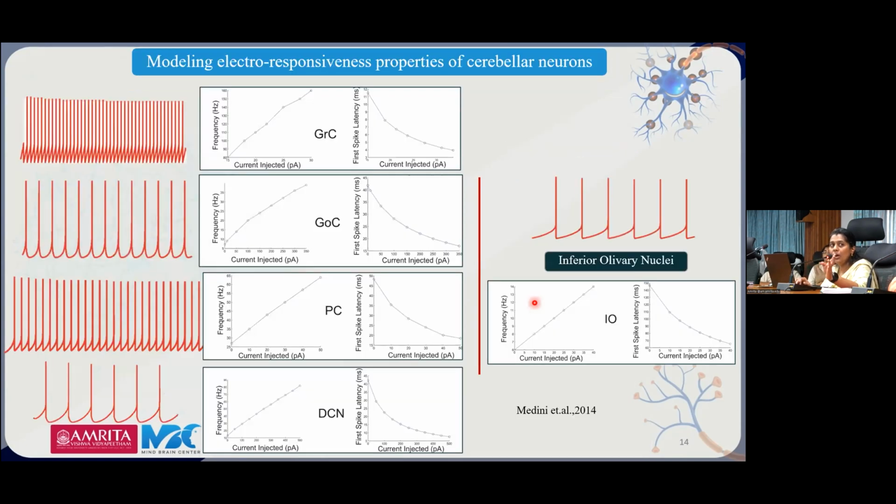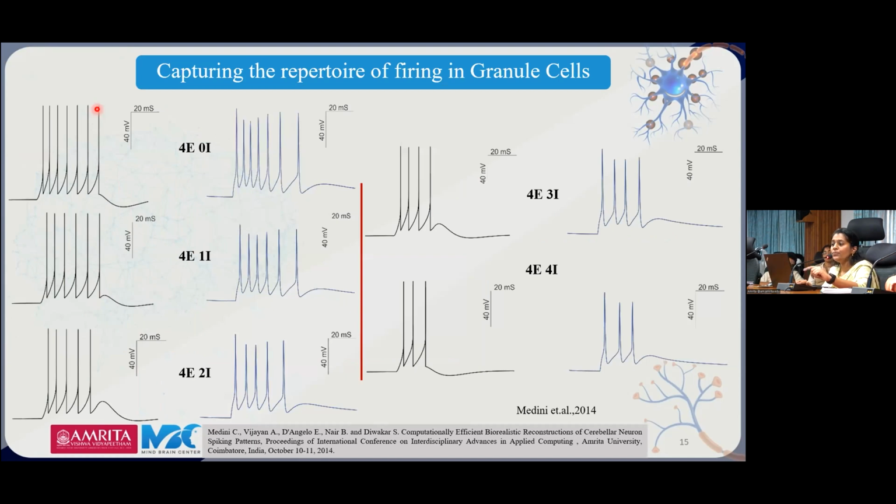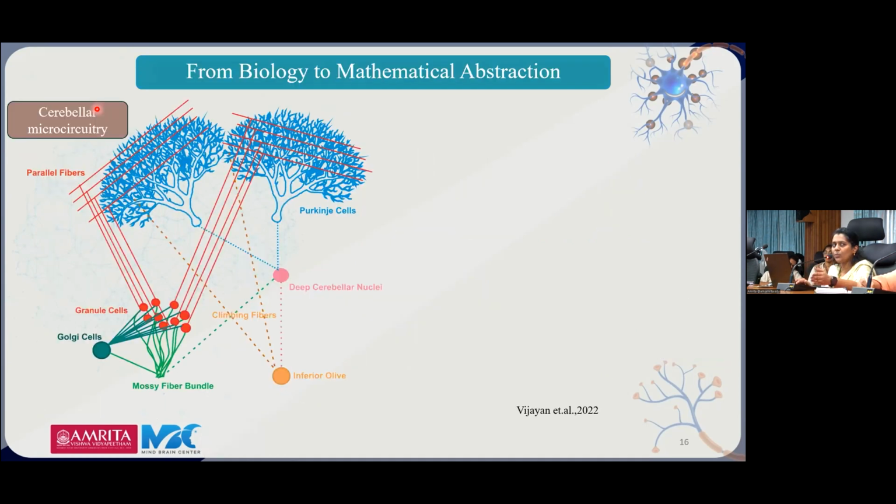So this is how, and we validated it with the help of an F versus I graph, as well as the first spike latency. So the first one is the granule cell, and these are the different cells. And then we could also capture the granule cell firing behavior. There were experimental traces available with excitatory as well as inhibitory connections, a series over different ranges, and the firing behavior was replicated as such. So that was the first step.